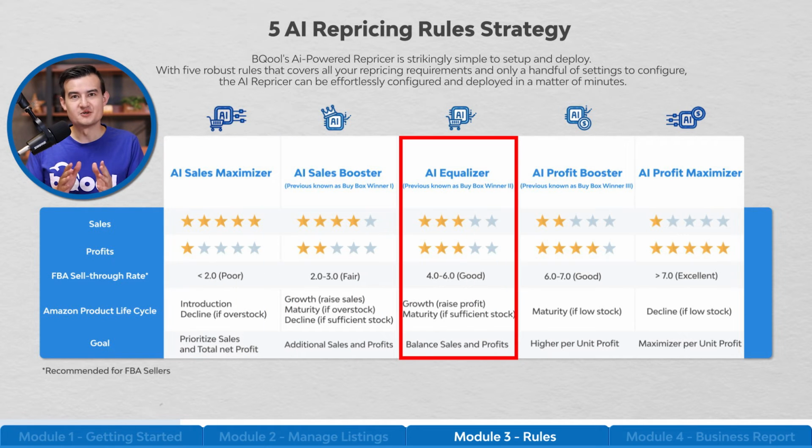Next, we'll go to the middle for the AI Equalizer. This will give you an equal amount of sales and profits. And I would actually start out with using the AI Equalizer, and I'll adjust it to more aggressive or less aggressive, depending on your needs.